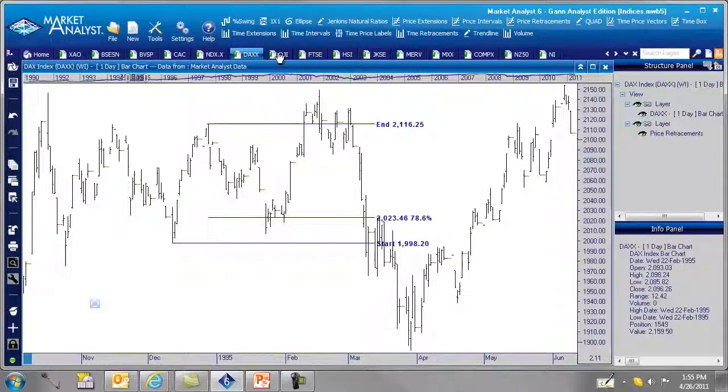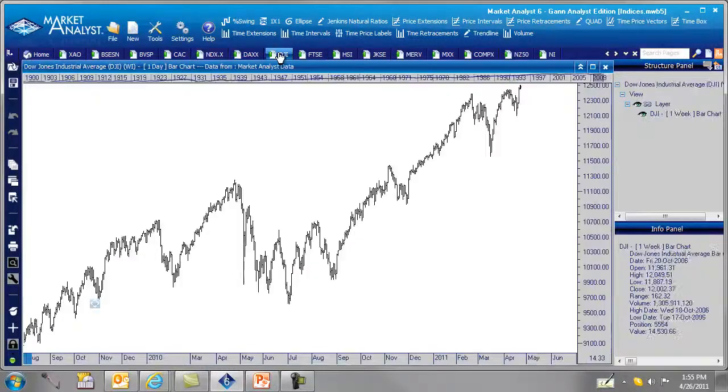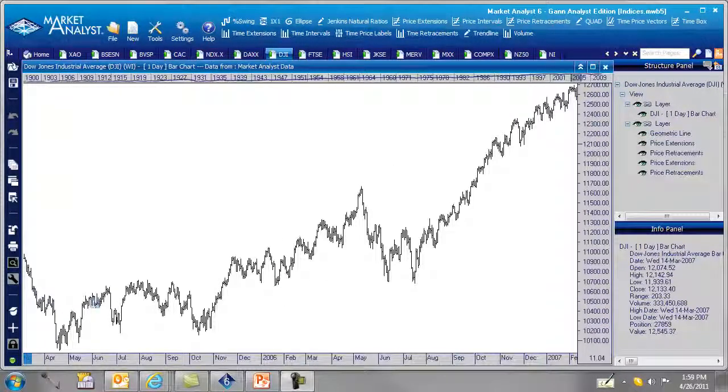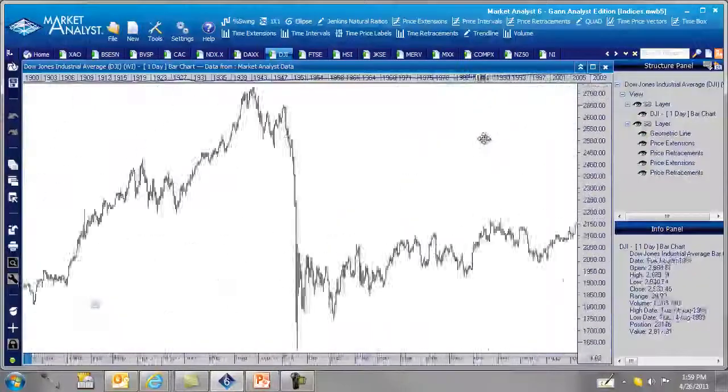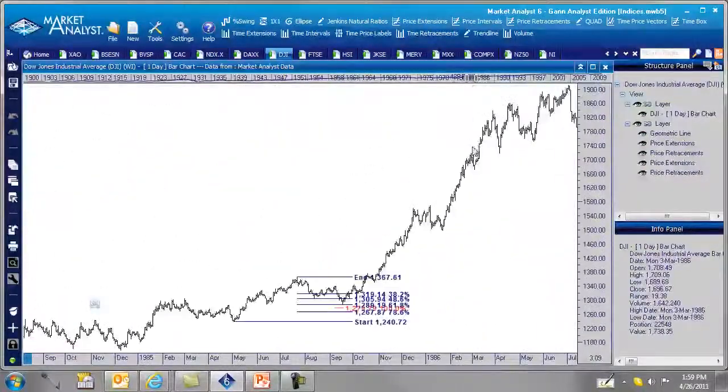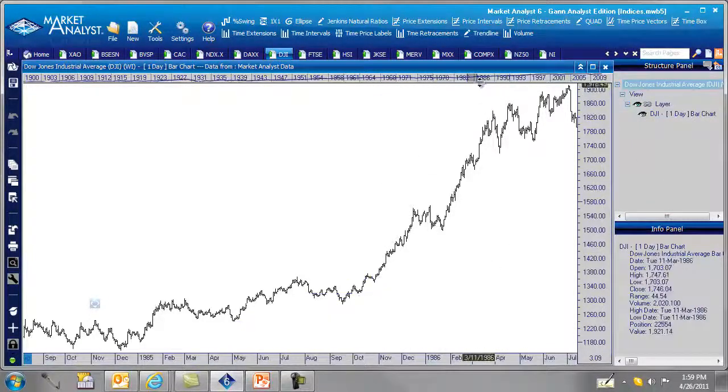Okay, let's look at another example. Okay, here's the Dow. There's one over here. Where is it? Okay, so right here, get rid of this layer. Zoom in here a little bit.